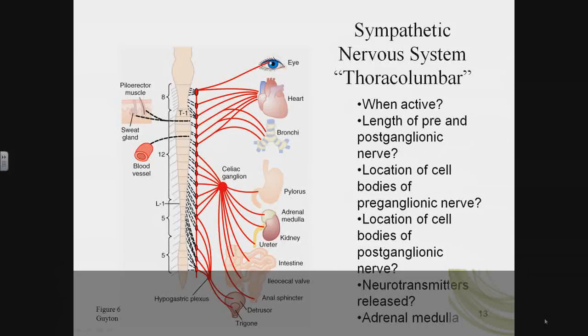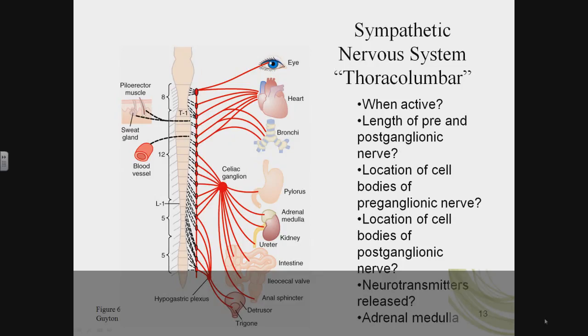We also find postganglionic cell bodies on top of blood vessels. These are called prevertebral ganglia and also called collateral ganglia. And they also can have specific names for the blood vessel they're on, like the celiac ganglion, superior mesenteric ganglion, and inferior mesenteric ganglion. Your homework packet asks you to identify a fifth location, the adrenal medulla.